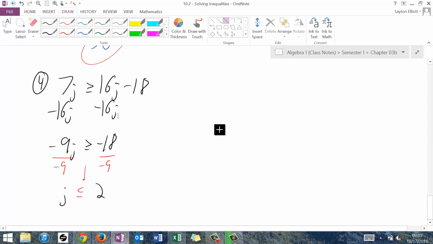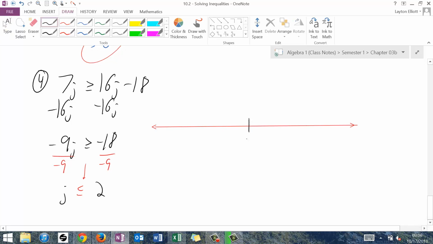I'm going to throw down the number line. I'm going to put a 2 there. Close circle. I'm including 2. I'm going to stick a reference origin, but it doesn't matter really where I put that, as long as it's to the left of 2. And then let's test 0. I'm going to test 0 and plug it back into the original. If I plug it back into the original, I get 7 times 0 is greater than or equal to 16 times 0 minus 18. Or 0 is greater than or equal to negative 18.